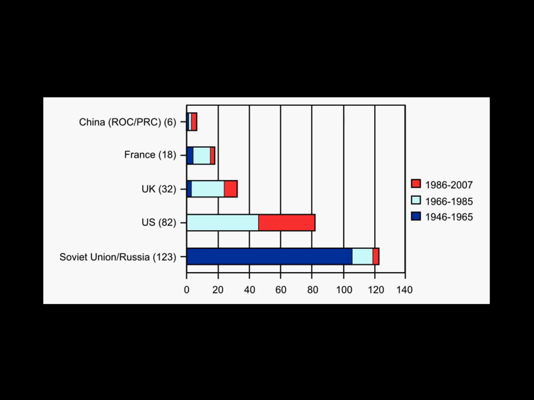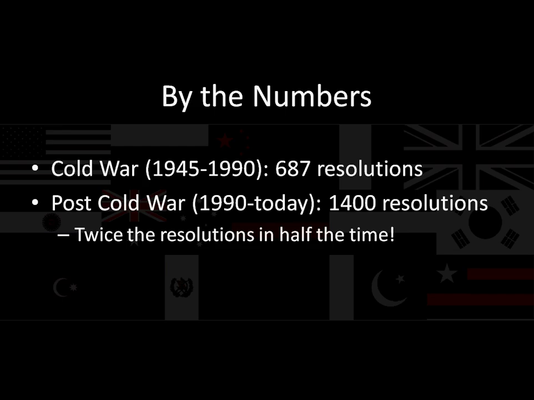Now, the fact that vetoes can happen actually has an effect on resolutions themselves. It's not just that you can veto legislation or resolutions that come by you, but the fact that I know that you can do this affects whether I actually even put that legislation forward. And so you can see by the numbers here, during the Cold War from 1945 to 1990, only 687 resolutions get through the Security Council. And in the post-Cold War era, from 1990 to today, we have 1,400 resolutions. So that's twice the number of resolutions in half the time.